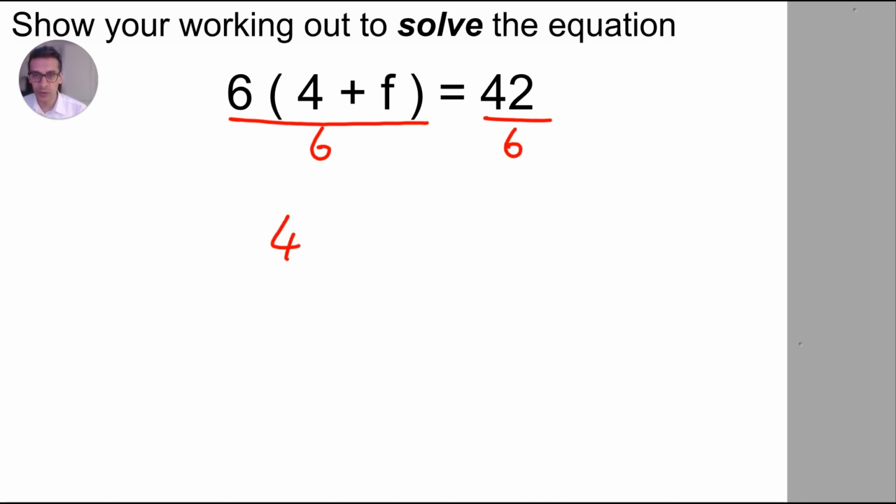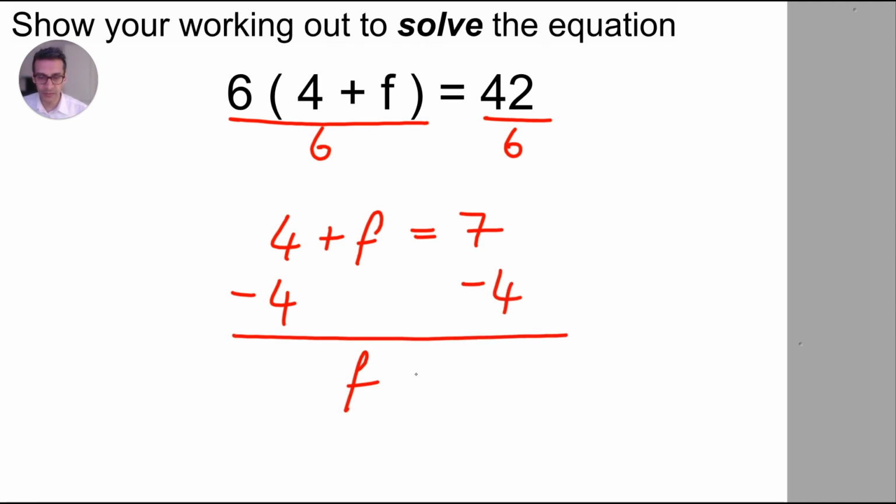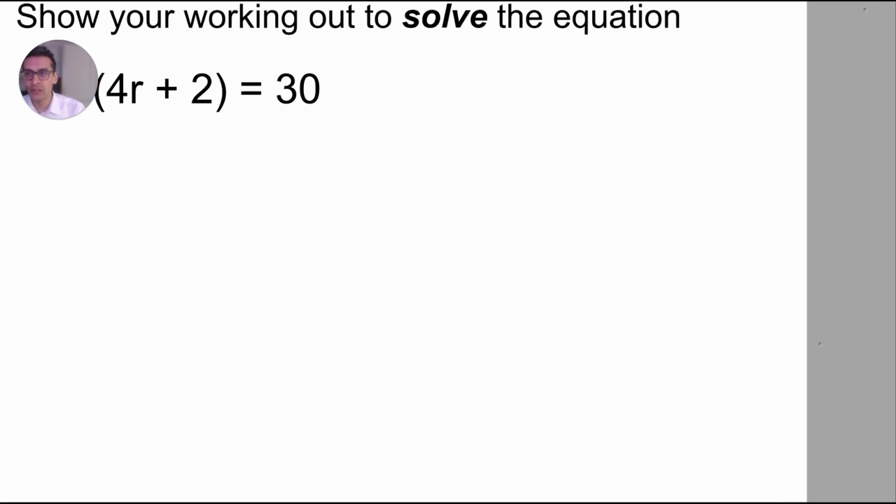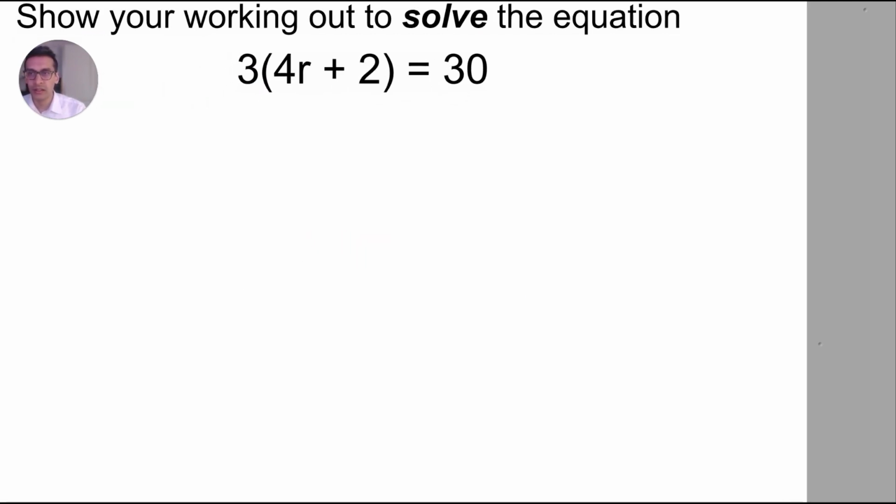So I can say 4 plus f is equal to 7. And then I want to isolate f, so I'm going to take away 4, take away 4. So I now have f equals 7 take away 4, which is 3. And we can test the answer out by putting 3 back in here. So 6 times 4 plus 3, which is 6 times 7, does give you 42. Okay, question for you to try out here. Either way.